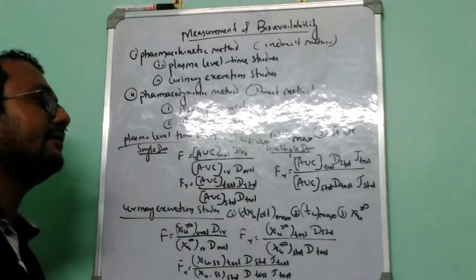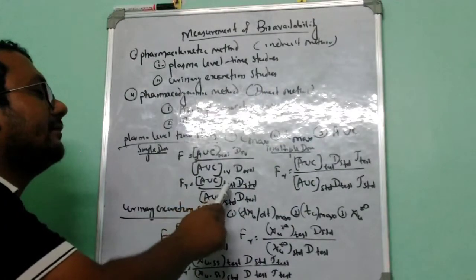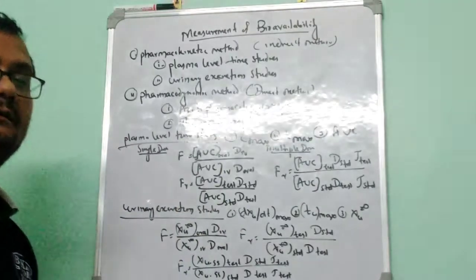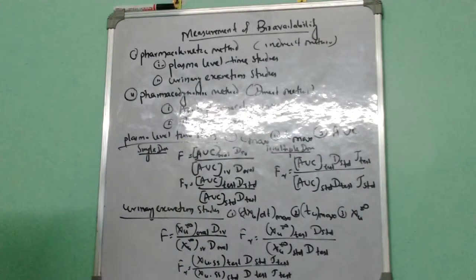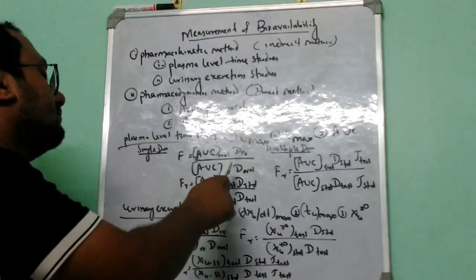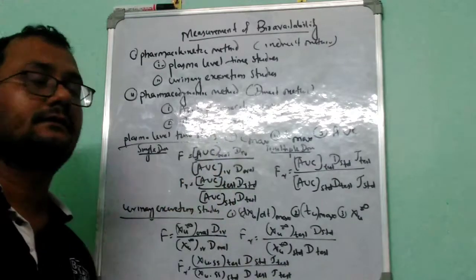Then coming to relative bioavailability, we are going for test and standard. We are comparing with a standard. So that is known as FR. We can find it out as AUC test into dose of the standard, divided by AUC standard into D test.